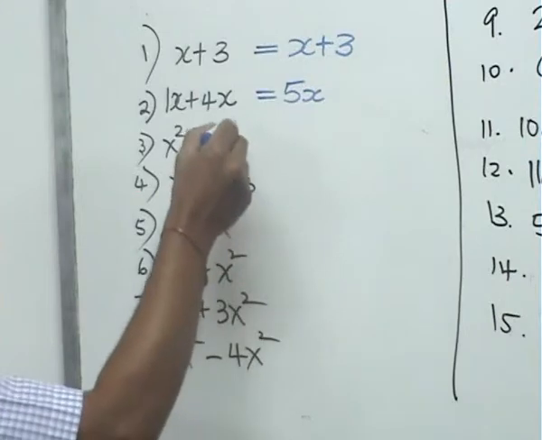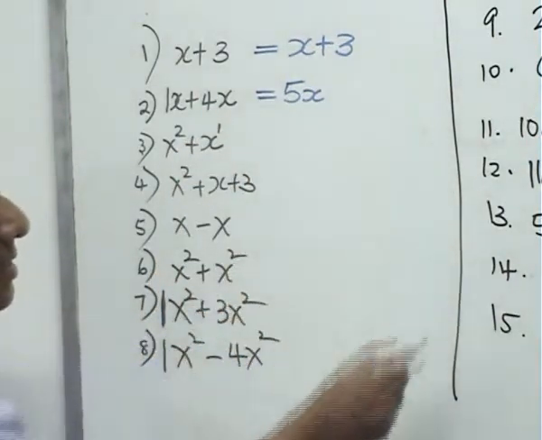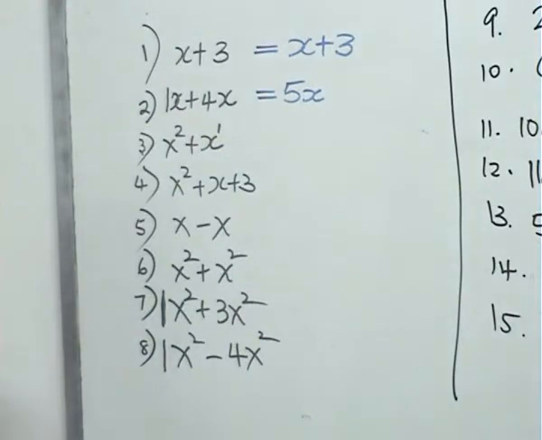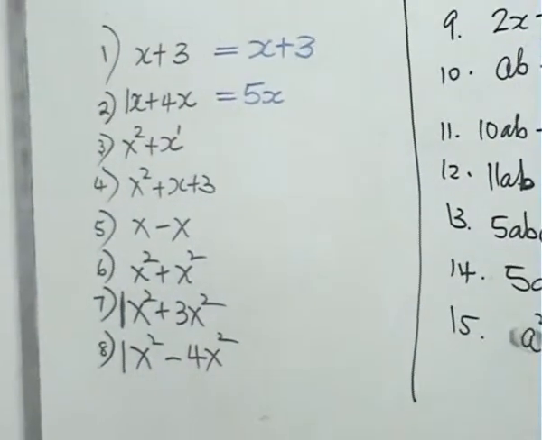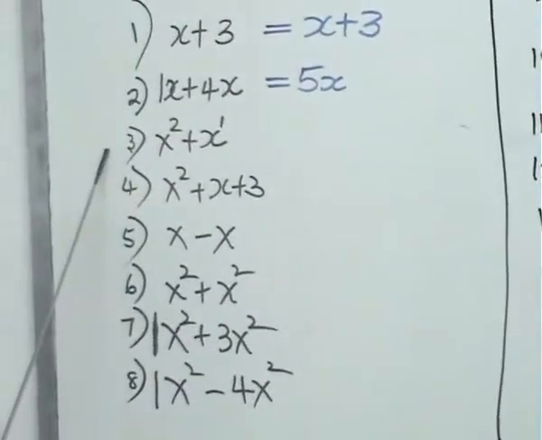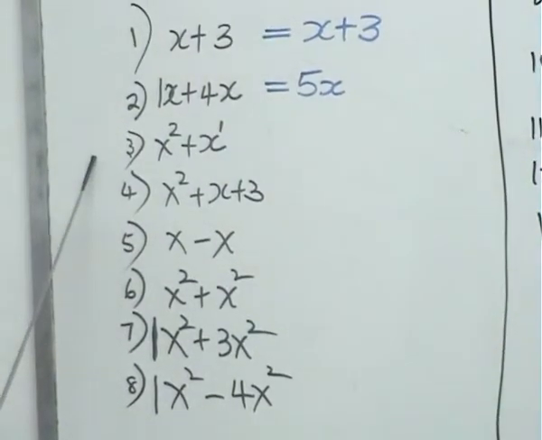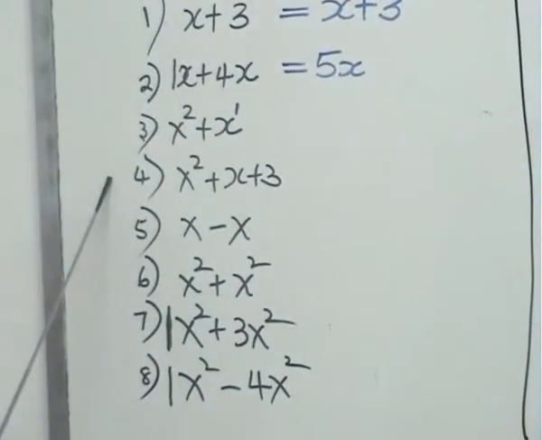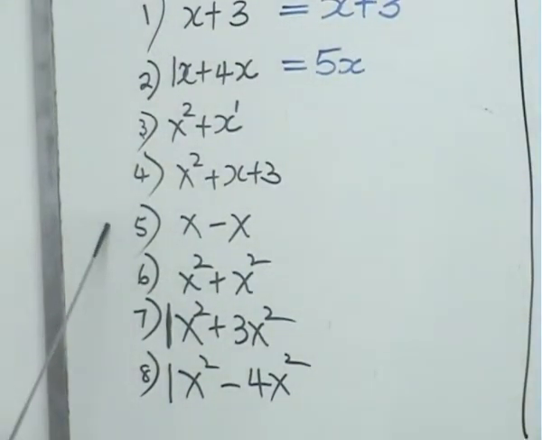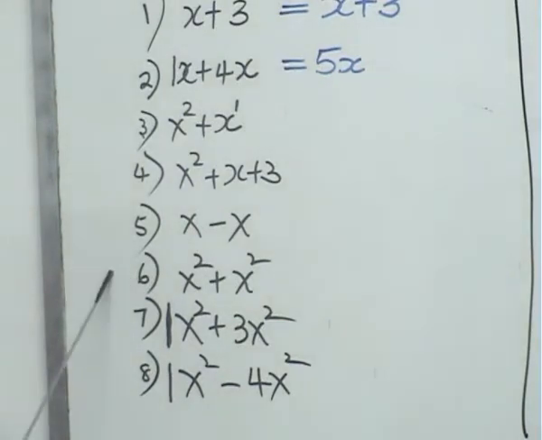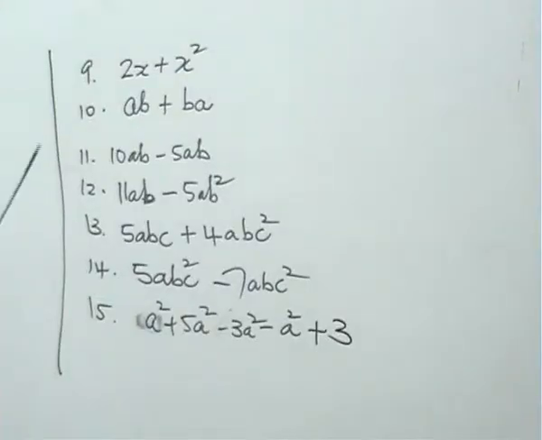Now your job is to go through this exercise and add or subtract if possible. If you're watching from there, I will just read the questions out to you to make them clear. Number 3, x squared plus x. Number 4, x squared plus x plus 3. Number 5, x minus x. Number 6, x squared plus x squared. Number 7, x squared plus 3x squared. Number 8, 1x squared minus 4x squared. Number 9, 2x plus x squared.